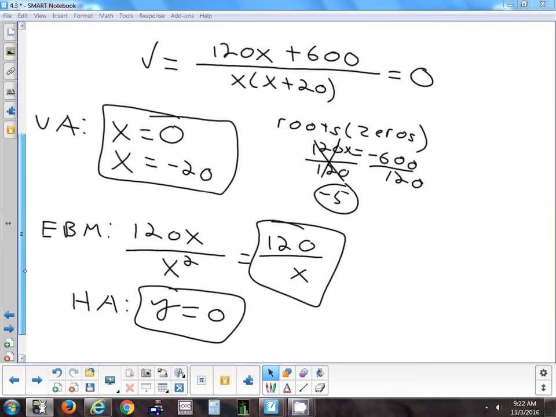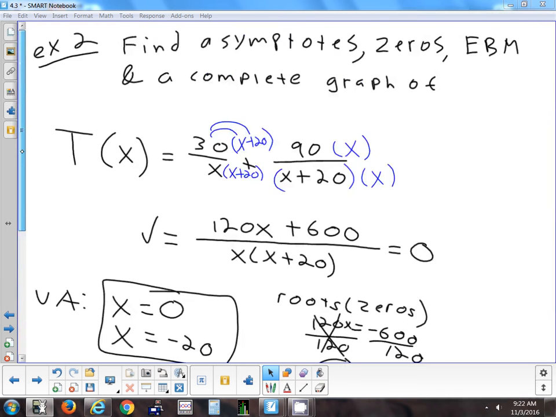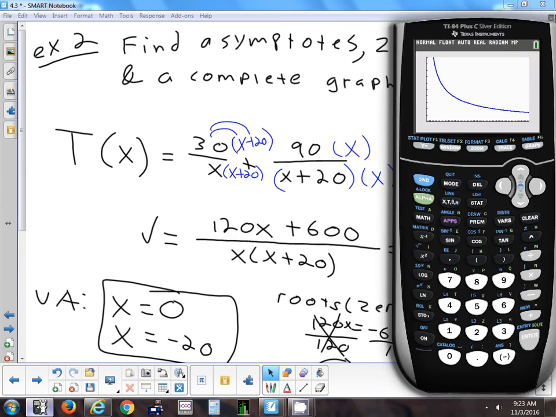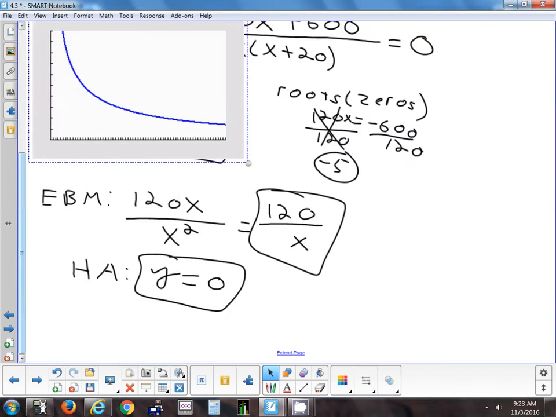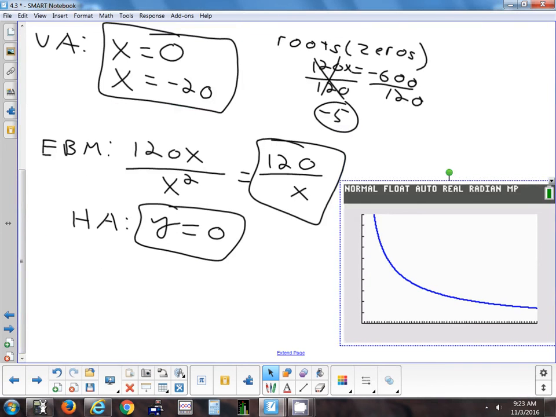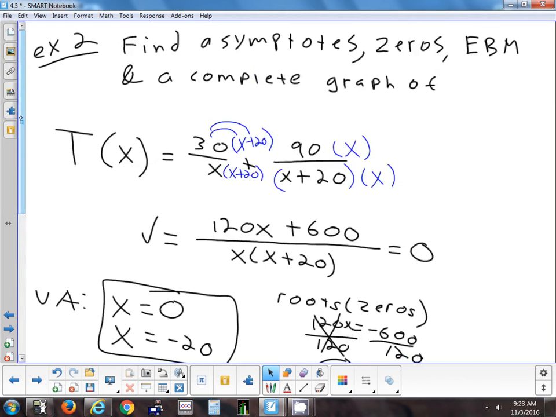So there's my complete graph. In the homework, to find a complete graph, just write down your mins and maxes. Questions on that? How did you find the zeros again? Find the zeros, just set the equation equal to 0 and solve. Yep, same as finding your x-intercepts.